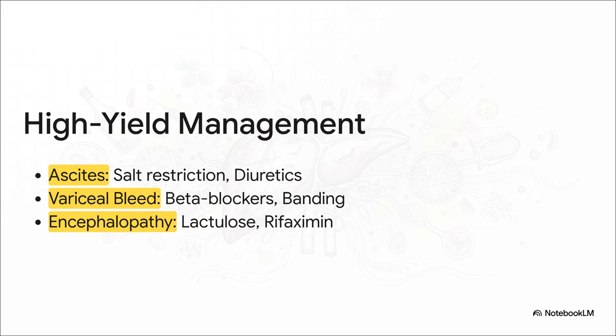For ascites, the cornerstone is salt restriction and diuretics, mainly spironolactone, which is a classic exam answer. For those esophageal varices, we use beta blockers to lower the portal pressure and prevent a bleed. And if they're bleeding, we go in with an endoscope to band them. And for hepatic encephalopathy, which is all about ammonia buildup, we use lactulose to help trap and get rid of that ammonia in the gut.